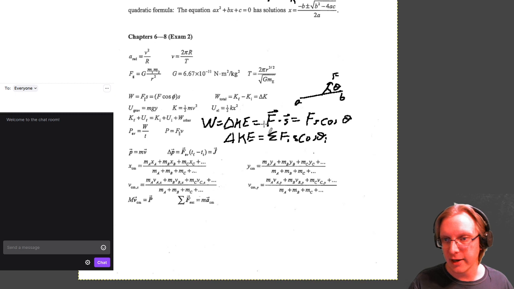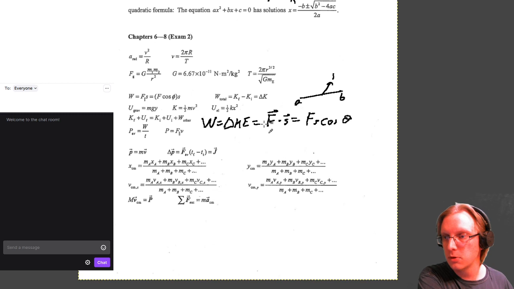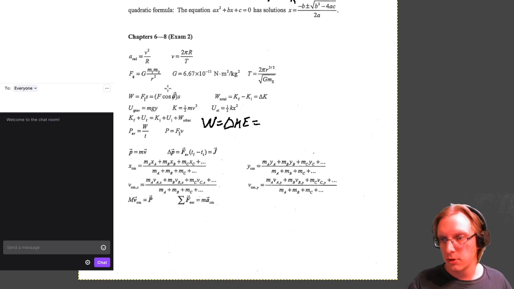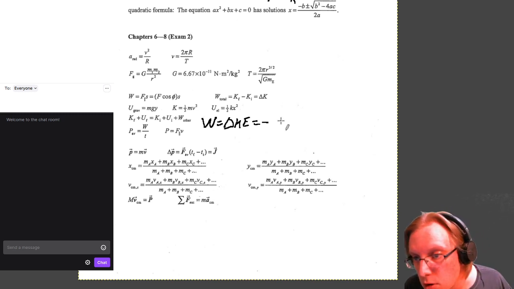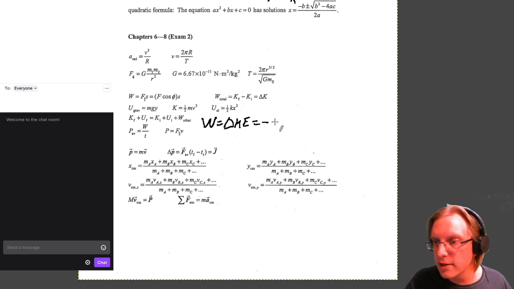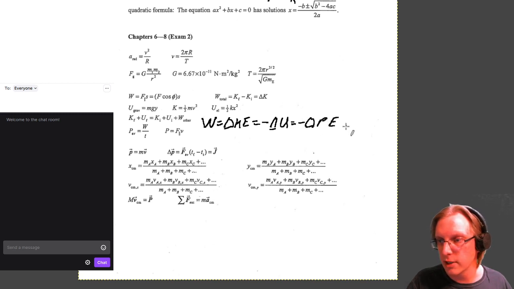So that's individual work there, and that's also equal to, if the work in question is done by a conservative force, a minus, it should be minus delta, or as I prefer to write it, minus change in potential energy, like so. And we've been provided several different potential energies.